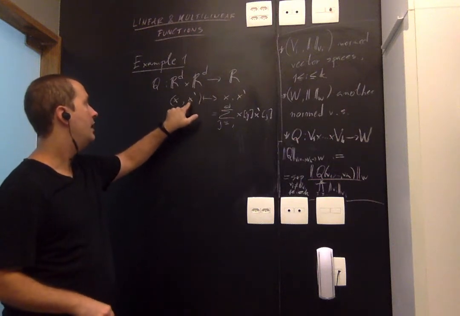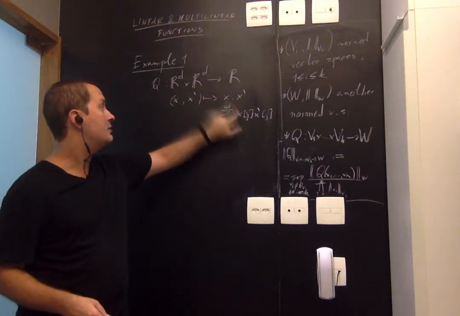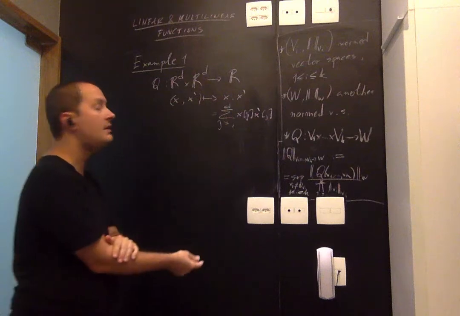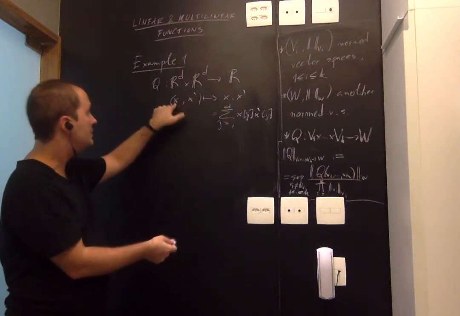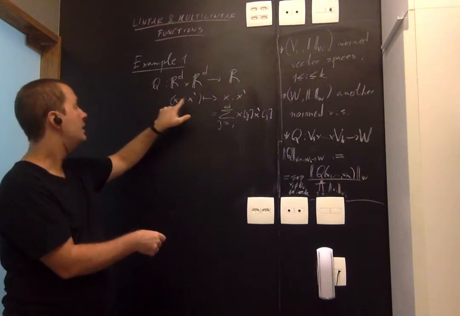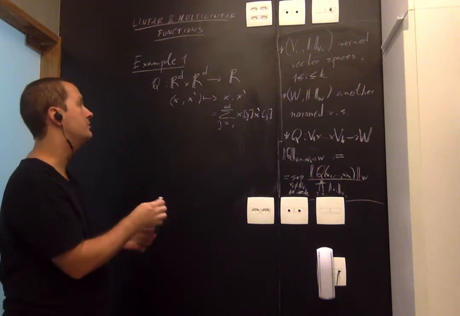If I keep x prime fixed, and if I replace x by a sum of two vectors, I can split this in two, right? So we've seen that in class already. And the same thing holds for the other coordinates. So it's linear in each one of the coordinates, each one of the inputs, sorry, as long as the other input is fixed. So this is bilinear. So it's 2-linear if you want.